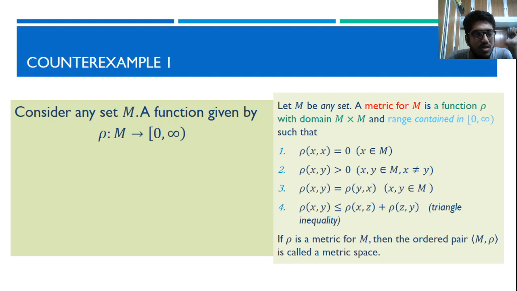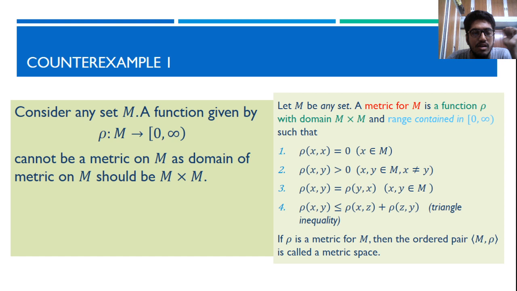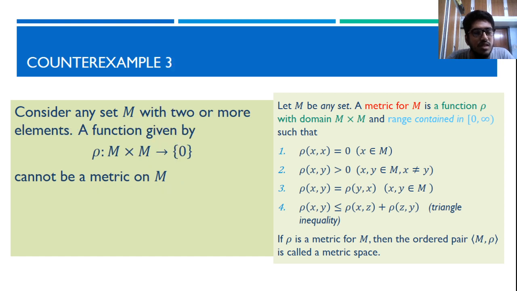The first counterexample we noticed is: consider any set M. Can this function rho from M to the closed interval 0 to infinity be a metric? Now we notice that this cannot be a metric because the domain should be M cross M and not M. So clearly this cannot be a metric. Then we went on to the next counterexample.